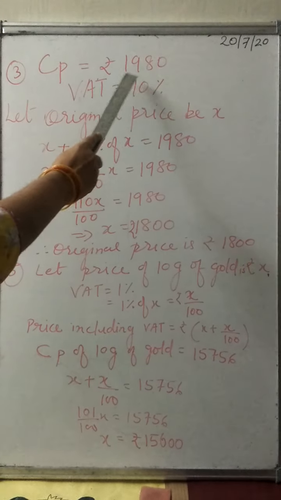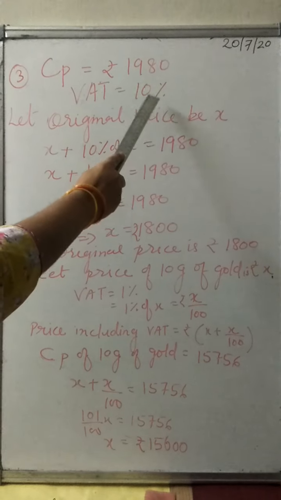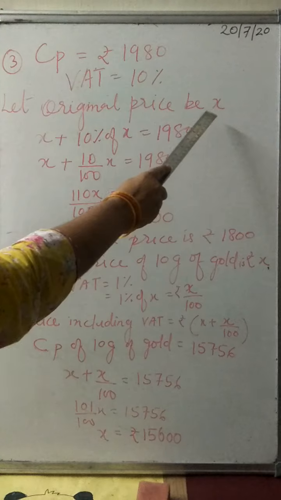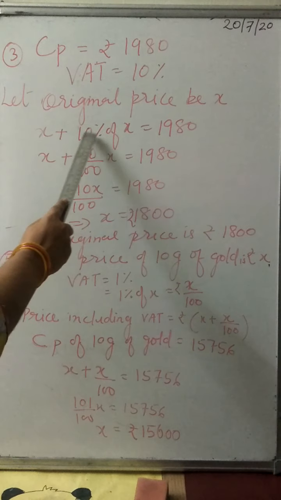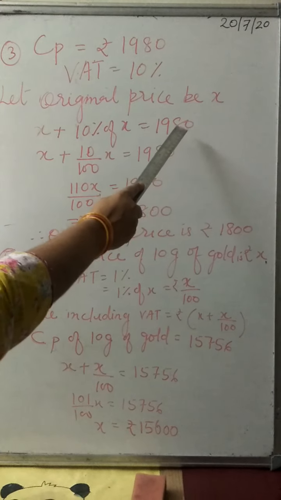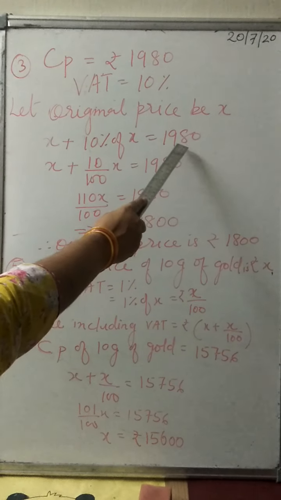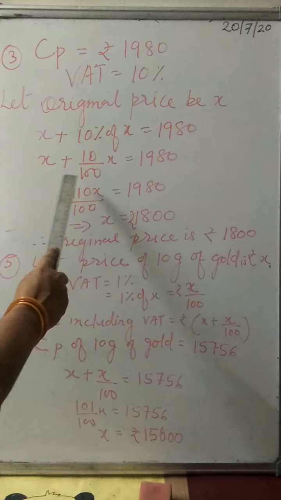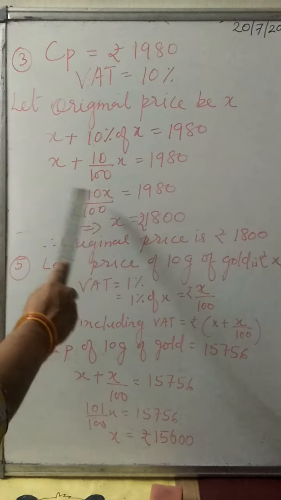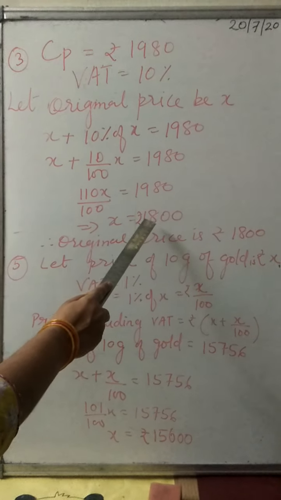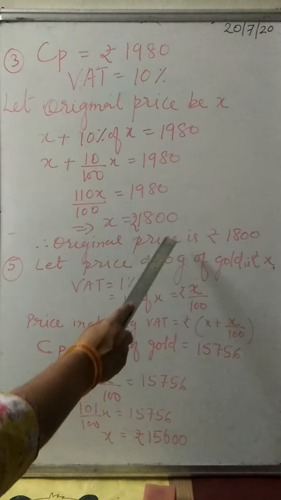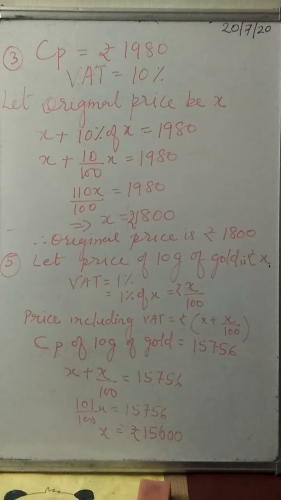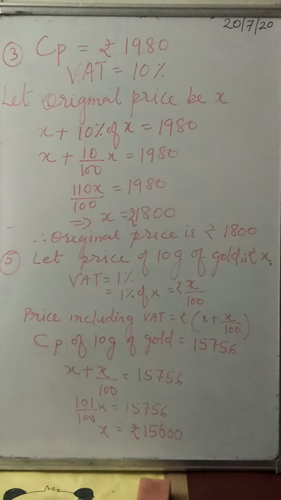CP is 1980, VAT is 10%. We have to find original price, so let original price be X, and X plus 10% of X is equal to the amount paid, that is 1980. So like this equation can be set up. After setting up this equation, you need to solve this. After solving, you will get the value of X as 1800. So the original price is rupees 1800. Now number 4 is similar to question number 3, so I am leaving that for you.